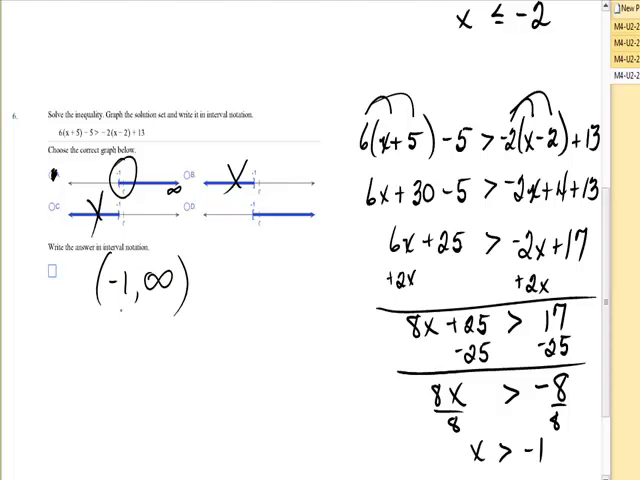So I hope you're feeling pretty good about the three forms. You've got the inequality solution, you've got a number line representation, and an interval.